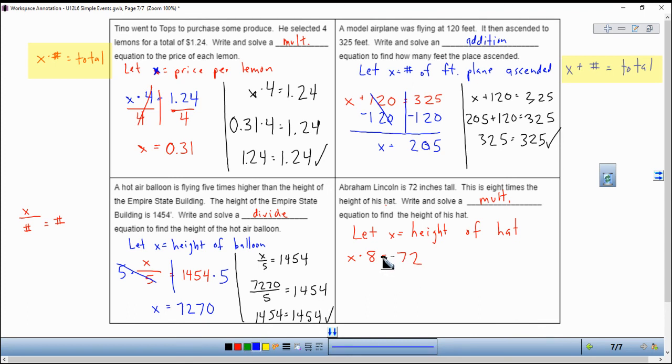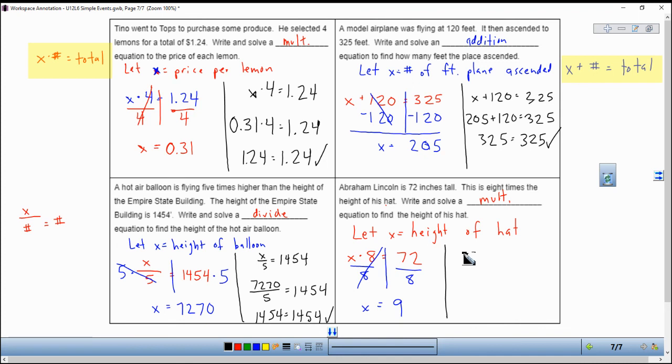Okay, let's solve it. So we're going to do the wall. How do we get rid of times 8? We're going to divide by 8. We're going to divide by 8. The 8s cancel out. 8 goes into 72, I believe, 9 times. Okay. 9 inches. 9-inch hat. That's a tall hat, which is what he was known for.